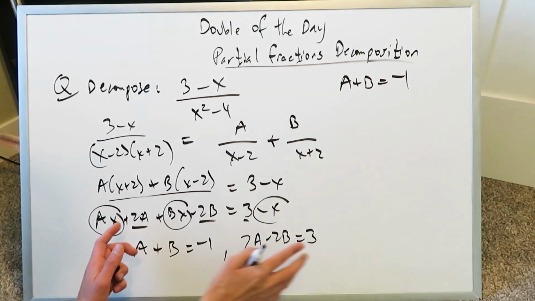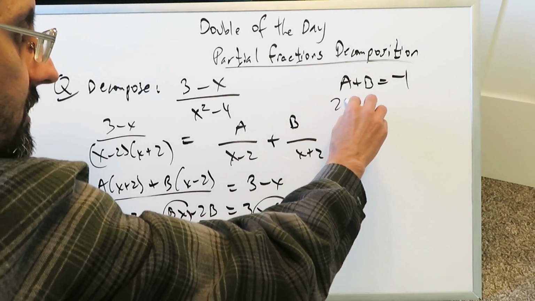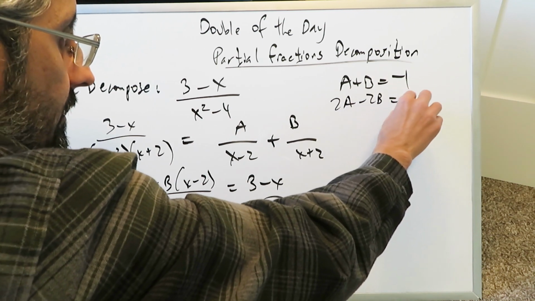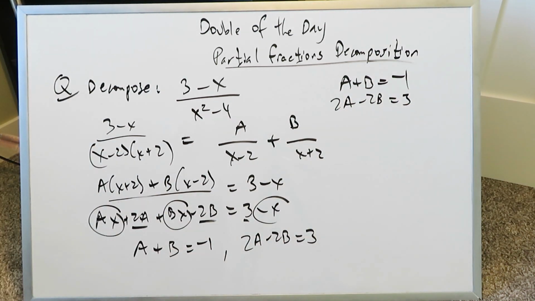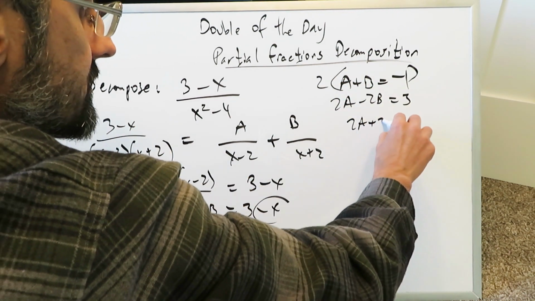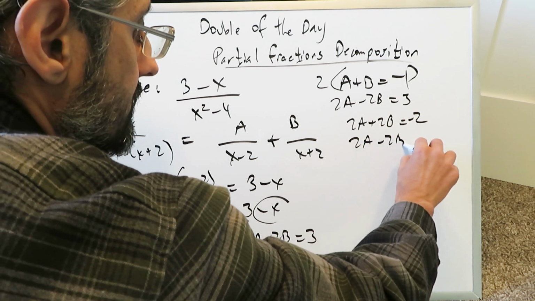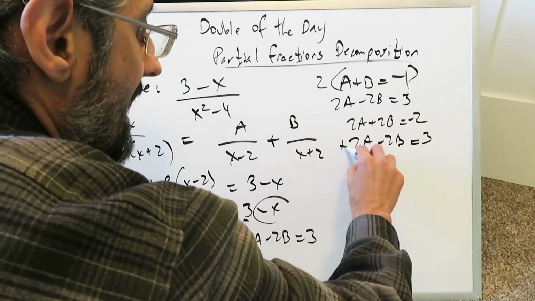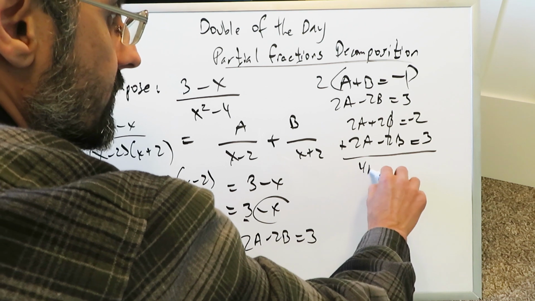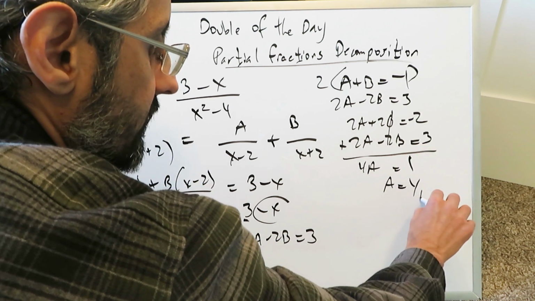Now we can just do elimination. When things get more complex with multiple things here, then you might have to do matrix algebra, but here we don't. Alright, we'll do elimination. I'll multiply here everything by 2. I'll have a 2a plus 2b is equal to minus 2. Here I'll have a 2a minus 2b is equal to 3. I'll add them up. This cancels out. I have a 4a is equal to 1.